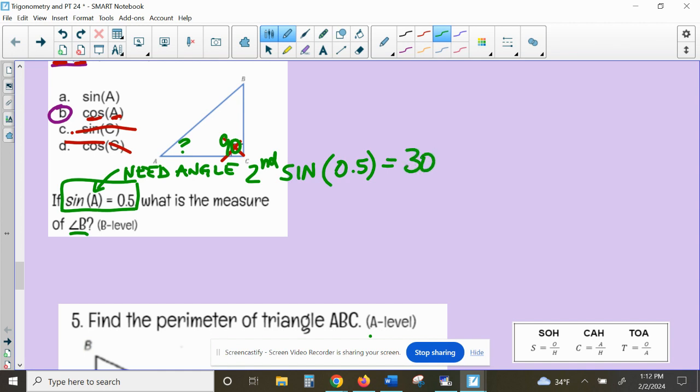30 is our angle measure for A, right? So let's put that in our picture. So that means this is 30, which is not what we're asking for. What are we asking for?